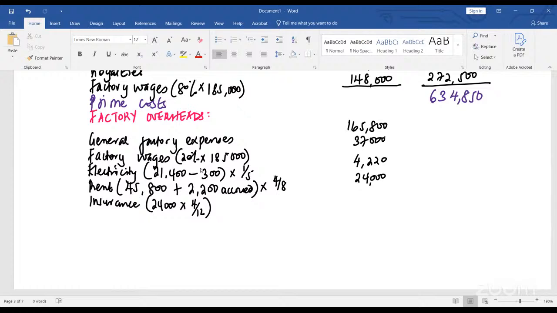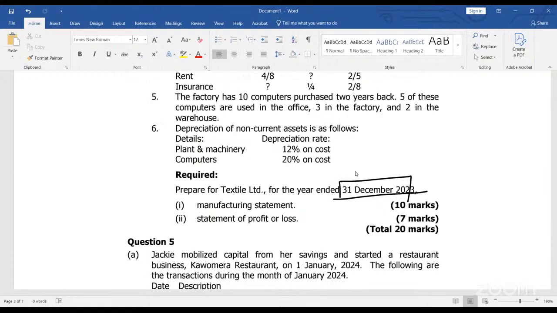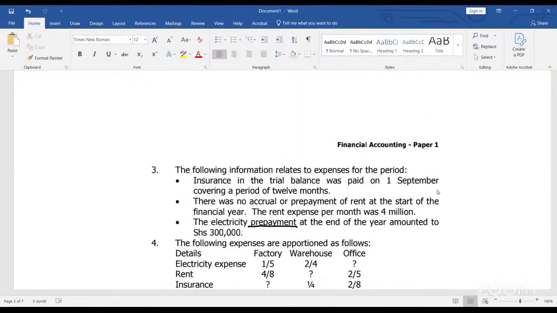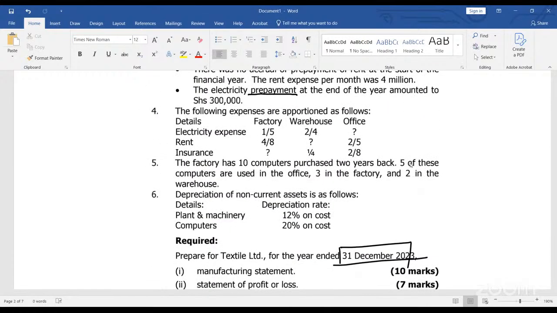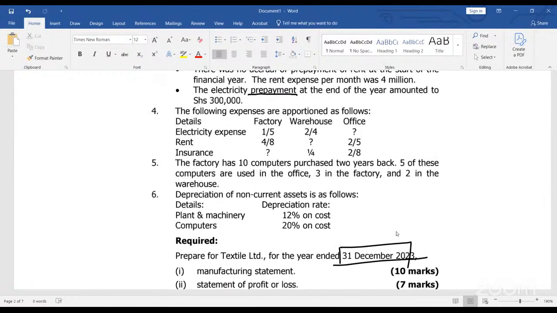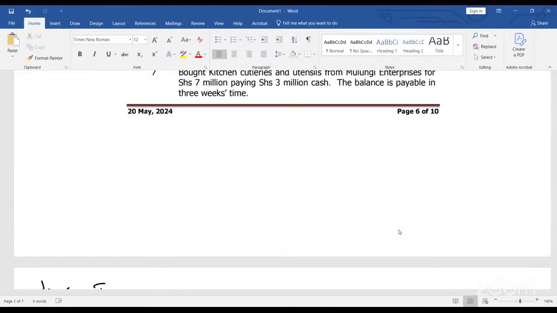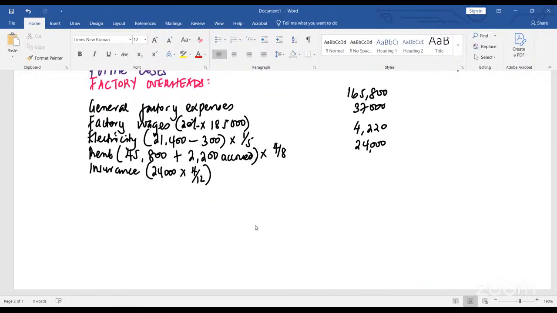The insurance was paid from 1st September, covering a period of 12 months. But for us, we need only 4 months. Why? Because from this date, 1st September 2023, we are reporting on 31st December. So the insurance we need should be for the 4 months from 1st September to 31st December. So I don't need the entire 12 months because the 8 months is prepaid.